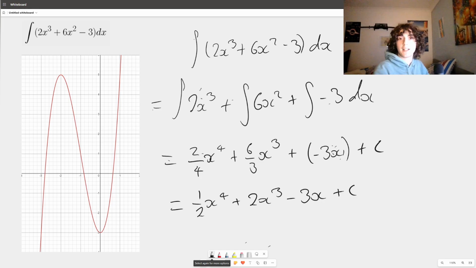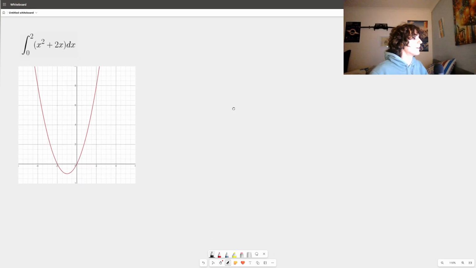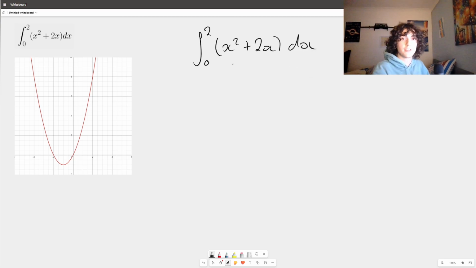So let's look at how to do that in this example. Here we have the integral of x squared plus 2x dx, and this time we have a 2 and a 0 on our integral. So we have the integral from 0 to 2 of x squared plus 2x dx. Now, the integration is going to be the same, but there's going to be more steps on the end because we have this 2 and the 0 on our integral.